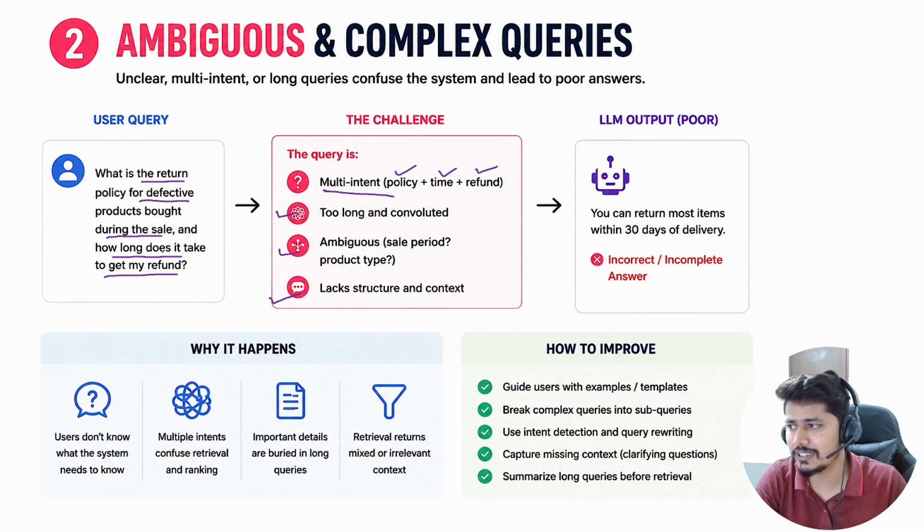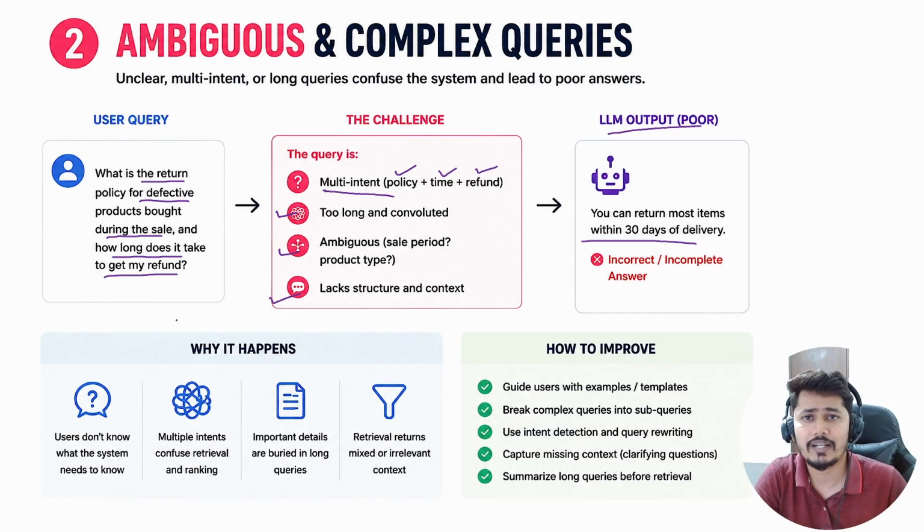So whenever you are passing this query for retrieval, obviously the retrieval will not be of that quality, and that is going to lead to poor LLM output, because in this case the LLM will only generate a generic response, like here it has generated that the item can be returned within 30 days of delivery, which is an incorrect or incomplete response. And why does it happen? We have already seen that, because the user is not aware of how to ask the questions. And this is very common in production.